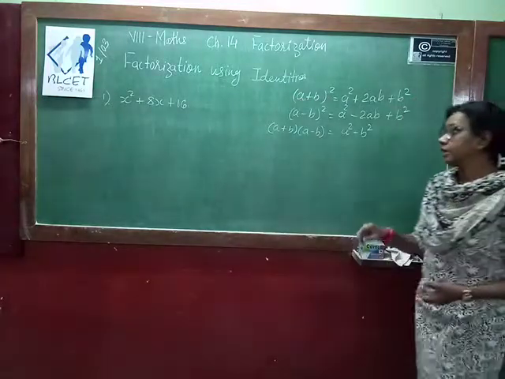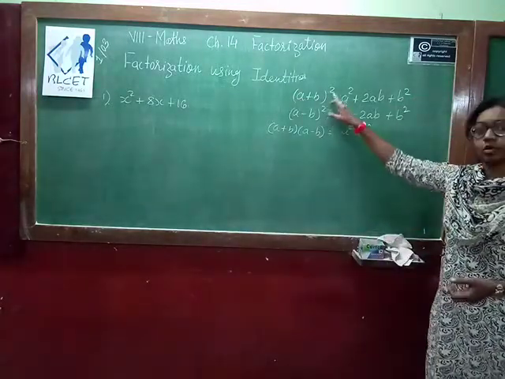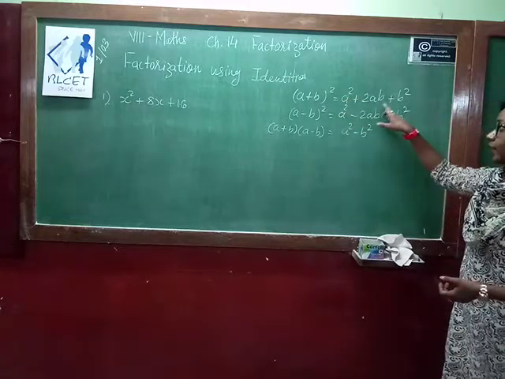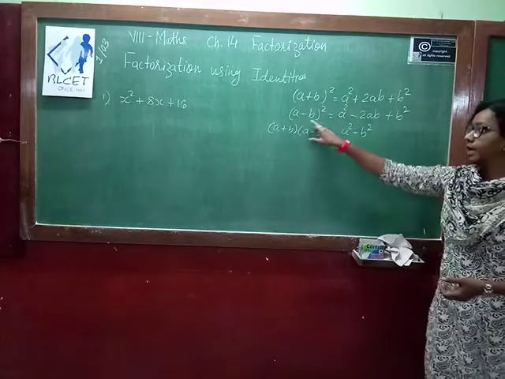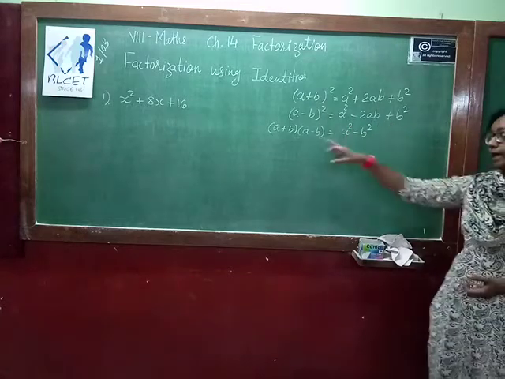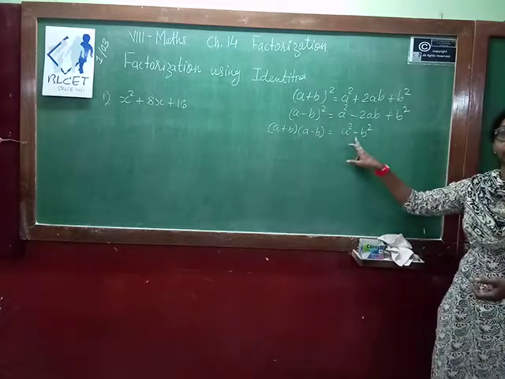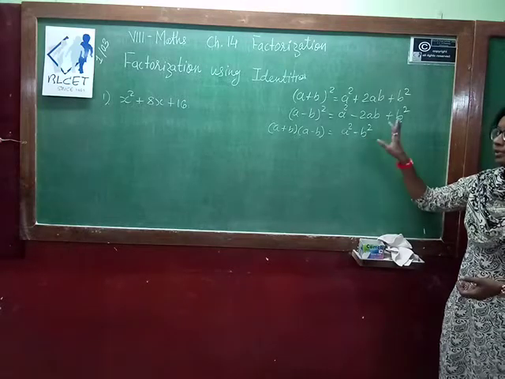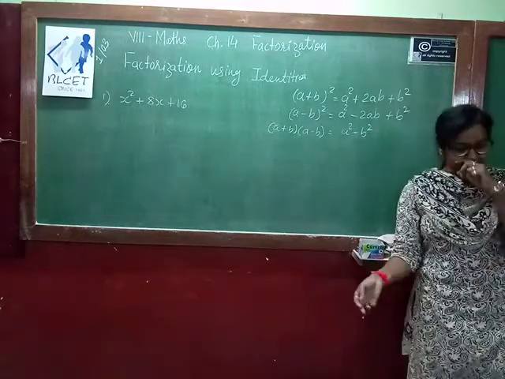We have already learned a few identities, like (a plus b) whole square is equal to a square plus 2ab plus b square; (a minus b) whole square is equal to a square minus 2ab plus b square; and (a plus b)(a minus b) gives you a square minus b square. On the basis of this, now we will do the factorization.